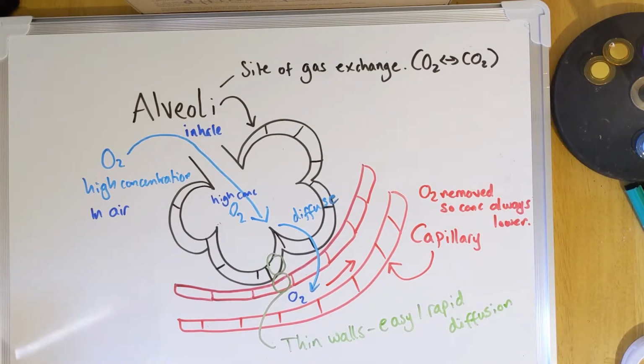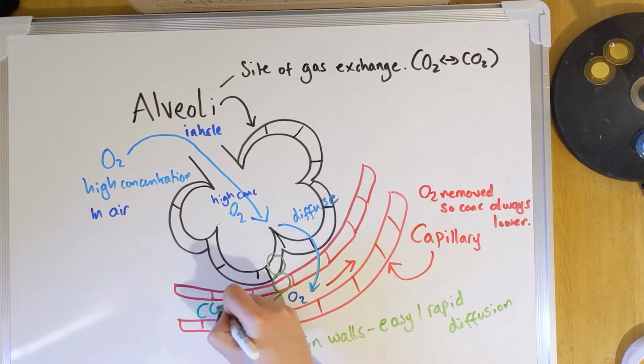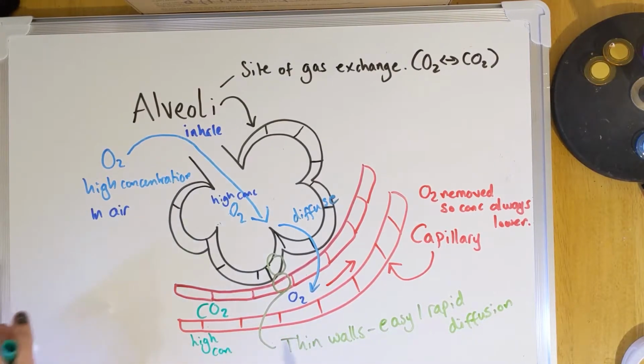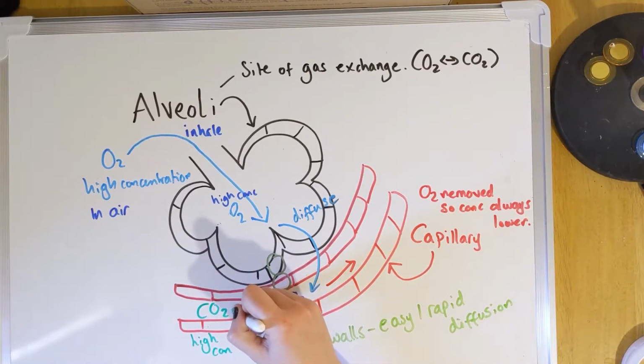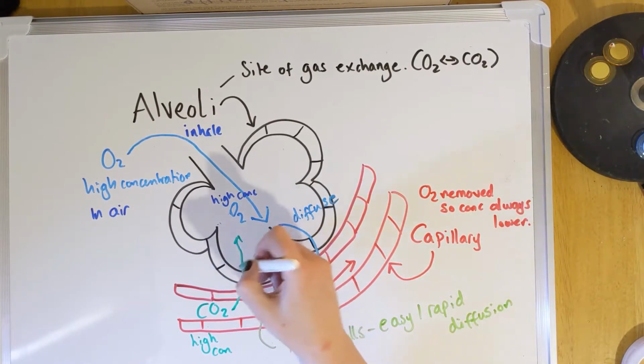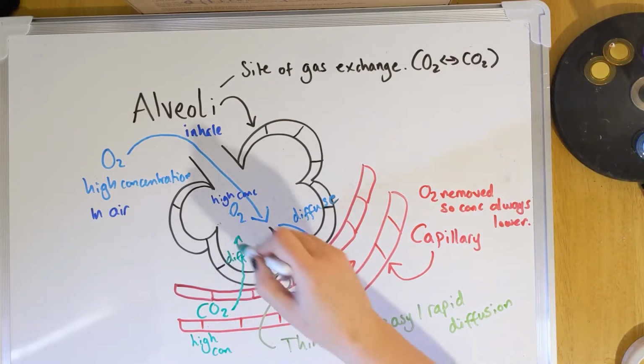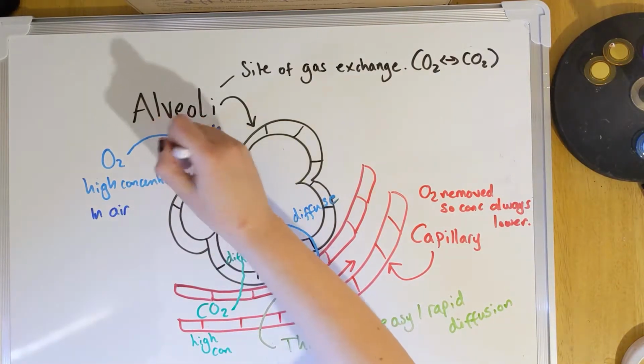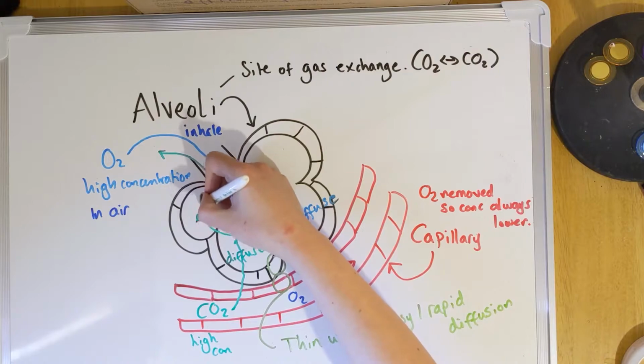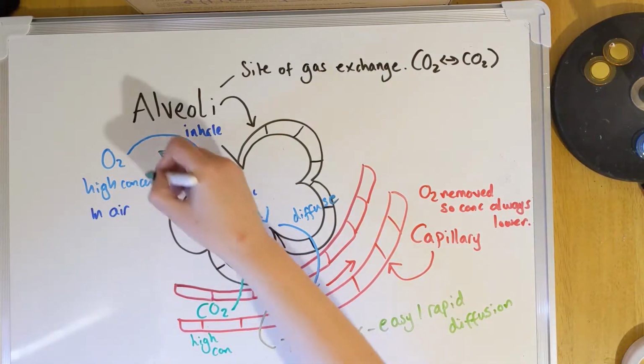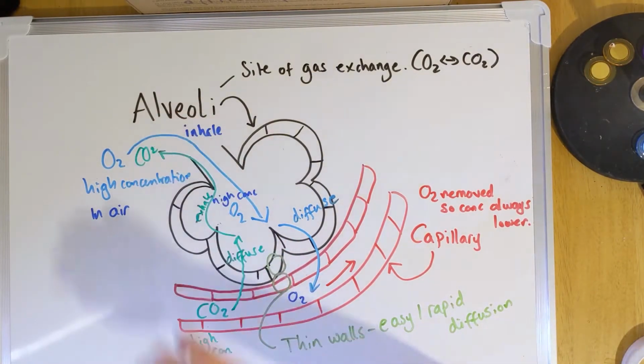The opposite will happen for carbon dioxide. So you'll have a high concentration of carbon dioxide in the blood. And because the blood is always bringing in new carbon dioxide, it's going to maintain a high concentration. So the carbon dioxide will diffuse into the alveoli, and when you breathe out, or as we call it, exhale, that will take the carbon dioxide out into the atmosphere, remove it, maintaining that concentration gradient.